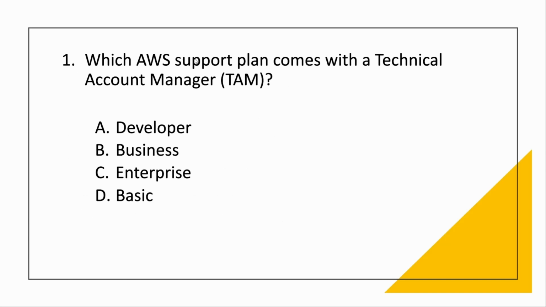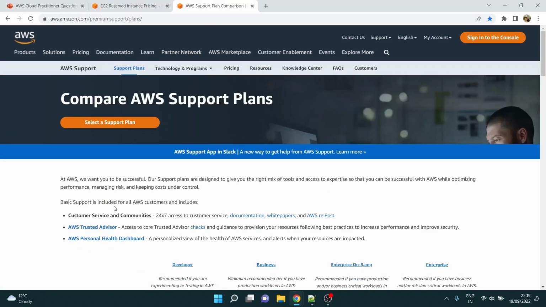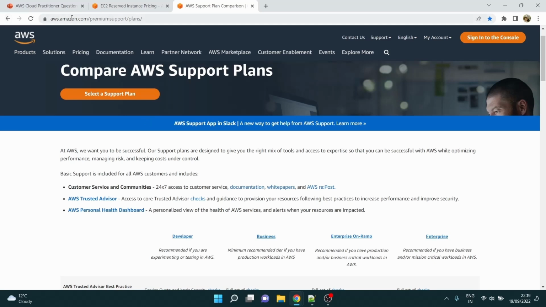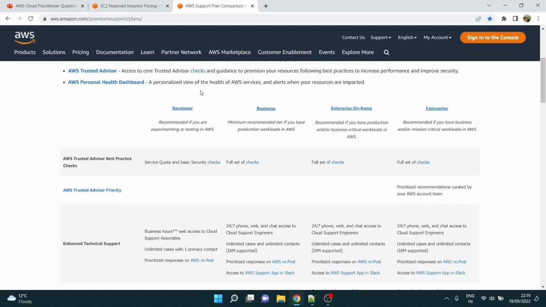Which AWS support plan comes with a technical account manager? Now, this is regarding the support plans we have: developer, business, enterprise, and basic. Let me show you the AWS docs where we have these plans in detail. Here you can go to this link, aws.amazon.com premium support plans. Here you will find developer, business, enterprise on-ramp and enterprise. You have Trusted Advisor checks: these are only service quota and basic security checks in developer, and a full set of checks in all others.